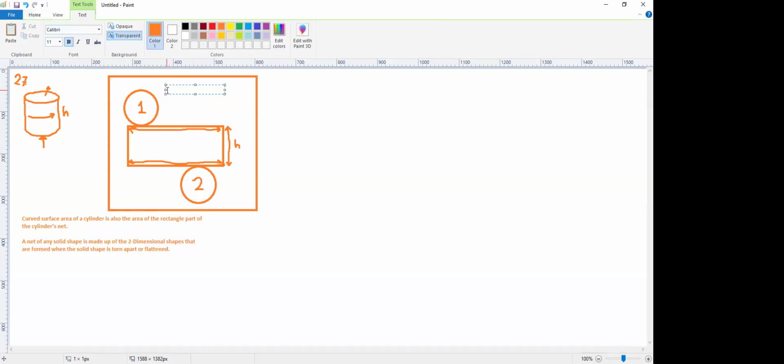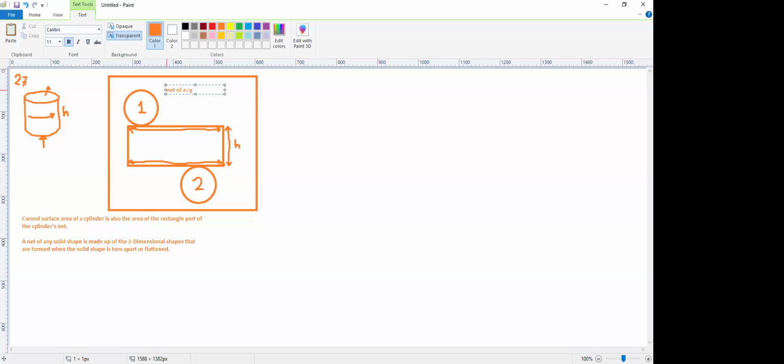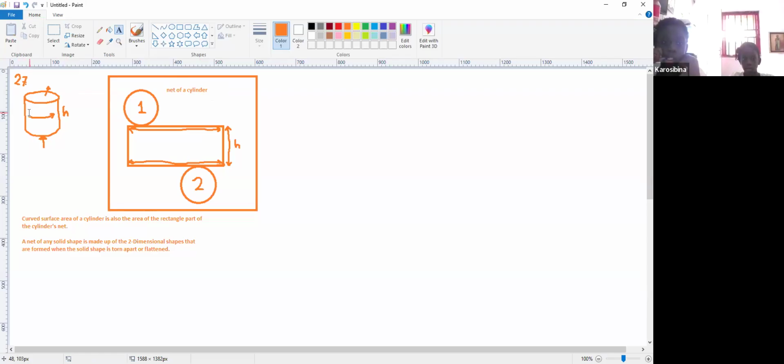It's called the what? You can tell me. It's the net of a cylinder. It's not a cylinder, it's the net of a cylinder. Take note. This one is the net of a cylinder. Then this one that is on the left hand side is a cylinder. Is that okay? Yes. All right.